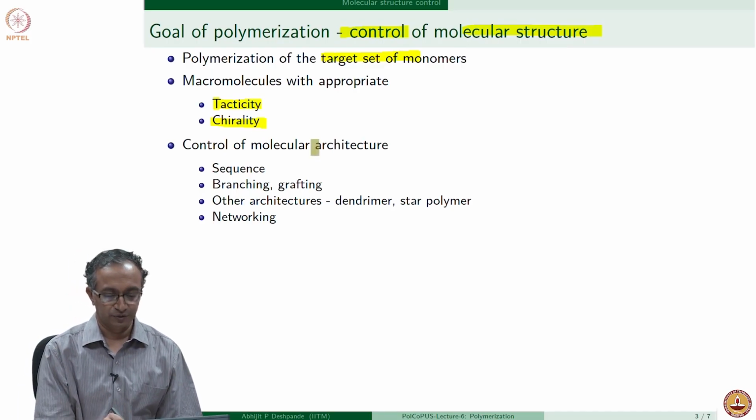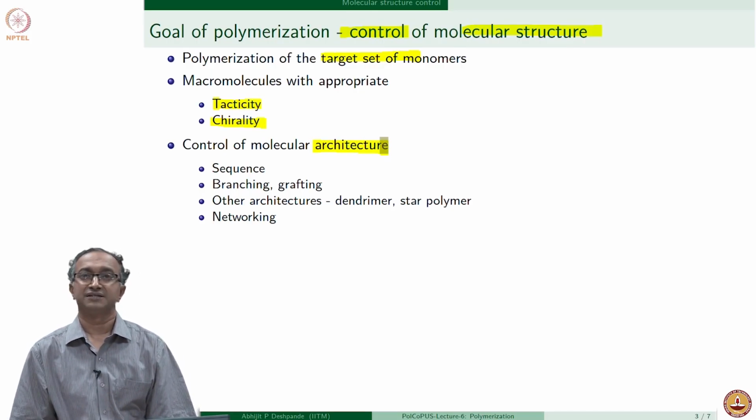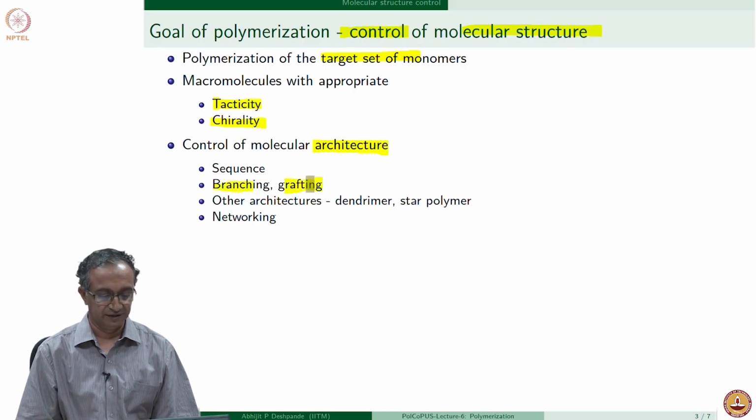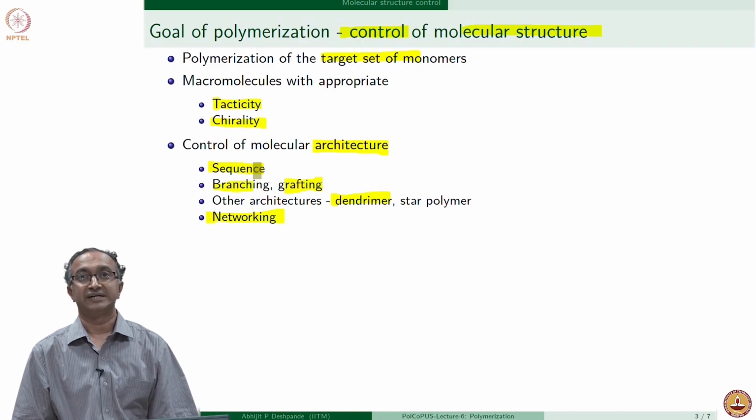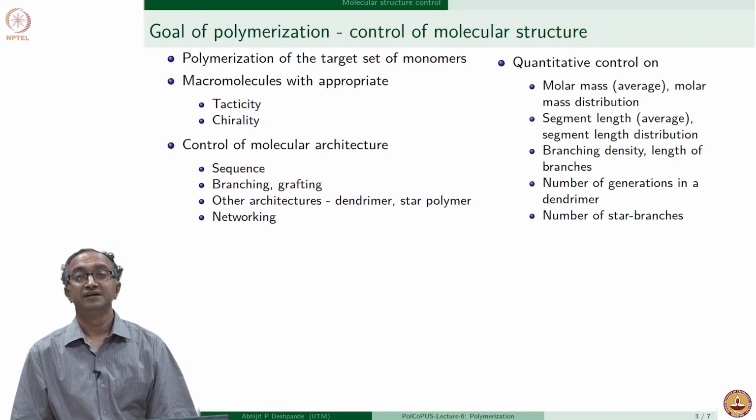We, of course, need to be able to control the architecture, and there are several aspects of architecture that we've already discussed. It could be branching or grafting, it could be a dendrimer, it could be a cross-linked network. And of course, if we have a different set of monomers, then the sequence in which the monomers come matters. So these are all the aspects that have to be controlled by a polymerization technique. The more effective the polymerization, the better the control will be on these, and of course that we will quantify using some of the variables that we have already defined.